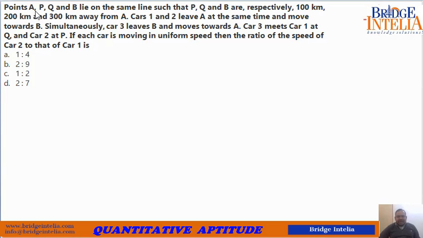So let's have a look at this one. Points A, P, Q and B lie on the same line such that P, Q and B are respectively 100 kilometers, 200 kilometers and 300 kilometers away from A. Car 1 and 2 leave A at the same time and move towards B. Simultaneously, car 3 leaves B and moves towards A. Car 3 meets car 1 at Q and car 2 at P. If each car is moving at uniform speed, then the ratio of the speed of car 2 to that of car 1 is equal to what?